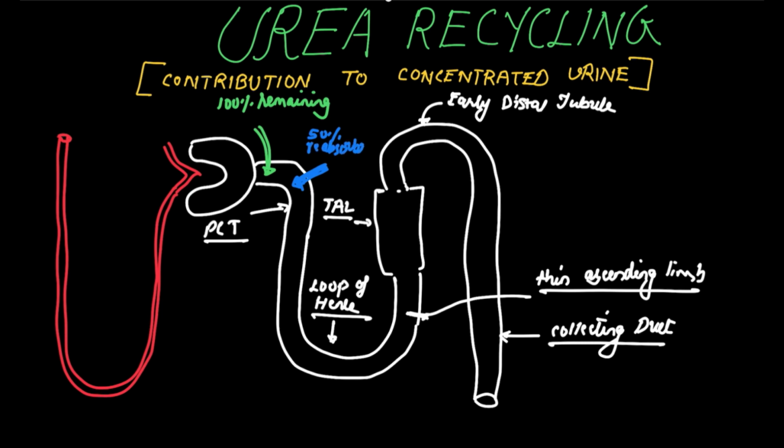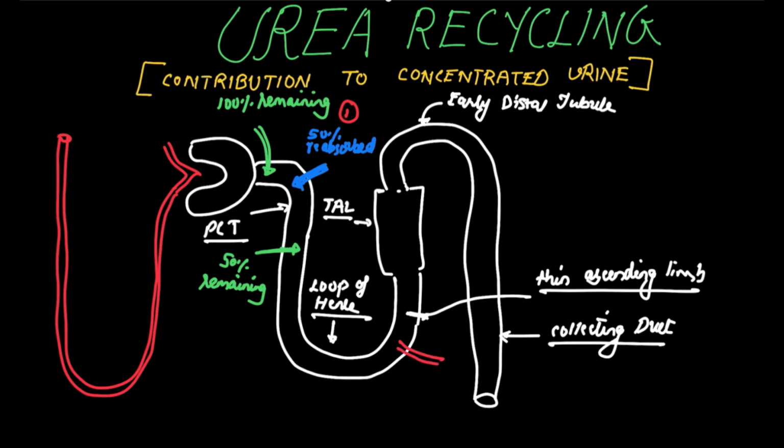This then remains as 50% at the end of the proximal tubule. So at the end of the proximal tubule, only 50% of the filtered urea remains. 50% is reabsorbed in the proximal tubule. So at the end, only 50% remains. This is the first step.